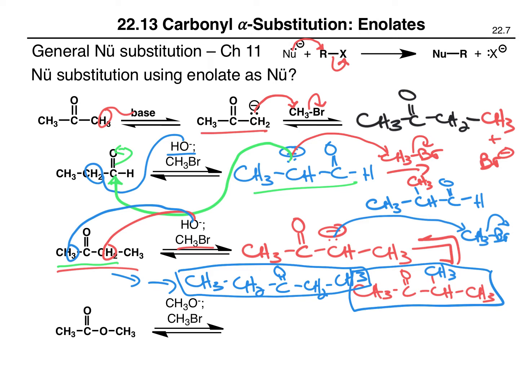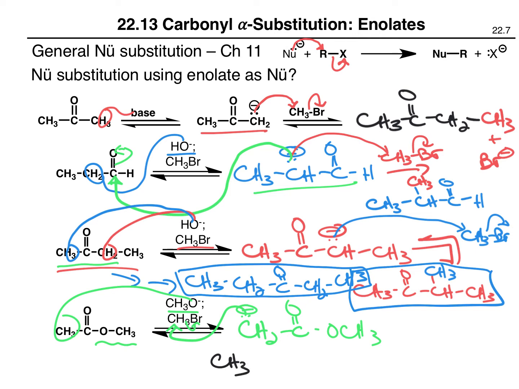And a third example, if we started out with an ester, well, we would want to be sure that we treated it with an alkoxide that matches the alcohol part of the ester. But if this formed some of the enolate, we would have this. And then it's possible that this could react with the methyl bromide, pushing away bromine as the leaving group, and that would give us some of this product.